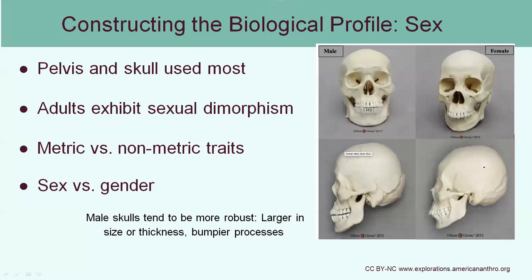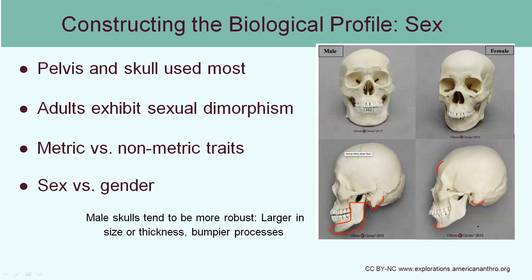So in this image on the right, you can see the comparison between male and female skulls, and you can see that in general, males are going to have a thicker, more angular jaw, while a female might have a more pointy jaw. You're going to see thicker cranial bones. You're going to see larger, bumpier projections like the mastoid process right there, while with the female, it's going to be smaller. She's going to have a more smooth looking skull.